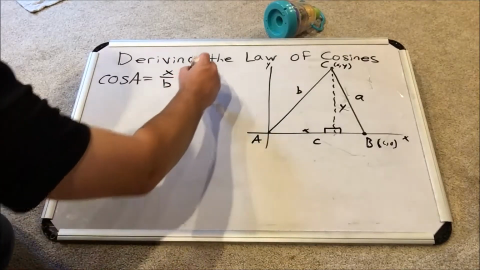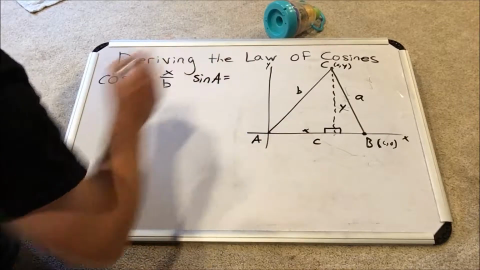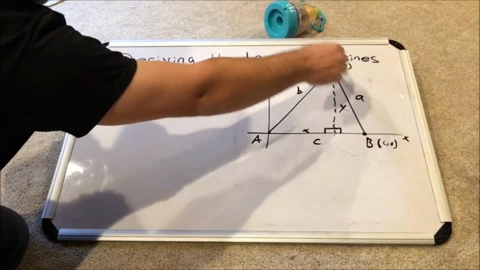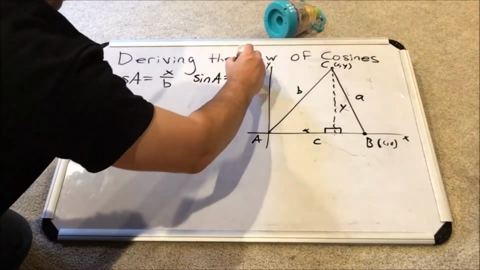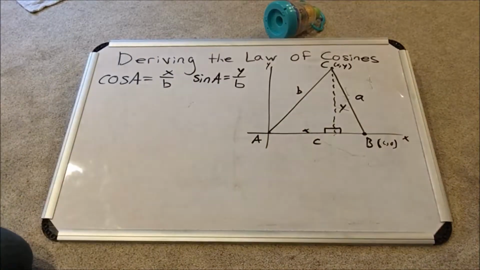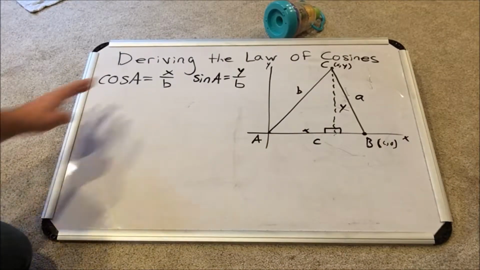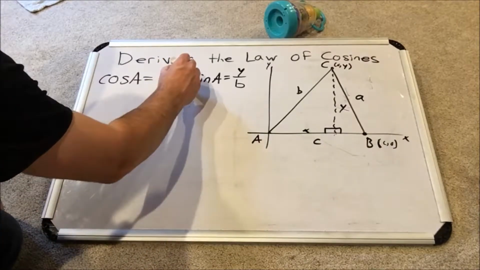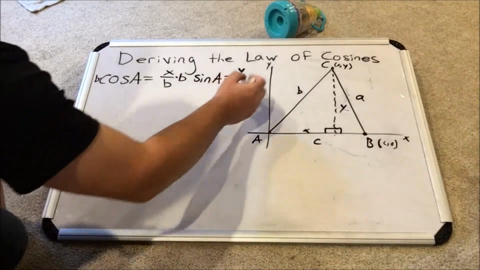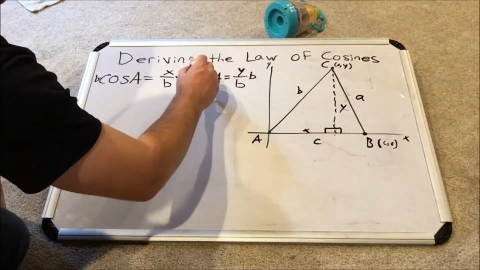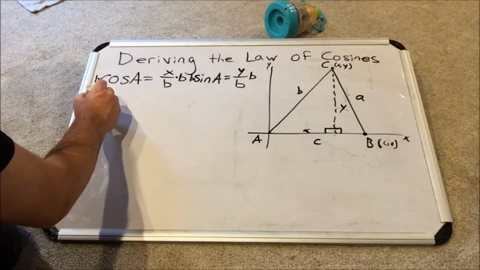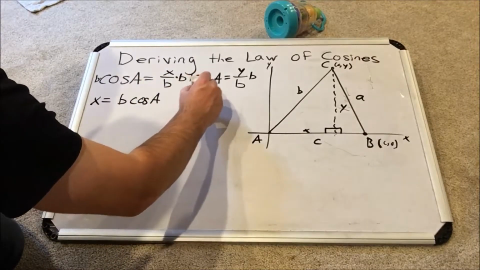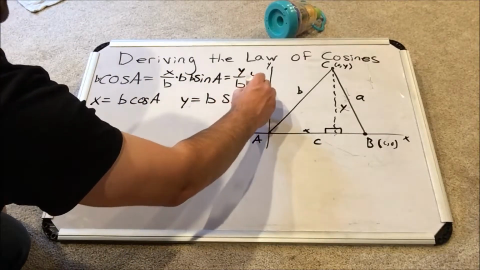And I'm going to label what the sine of A is. It will be opposite over hypotenuse, so the altitude y over b. Okay. Now what I'm going to do is solve both of these equations for x or y, whichever one the equation has. And so here I'm going to have to multiply both sides by b, and here I'm going to have to multiply both sides by b also. And so what I have is that x equals b cosine A, and y equals b sine A.